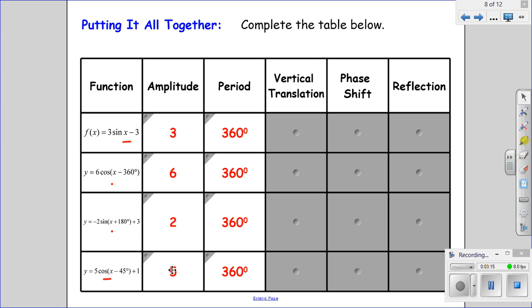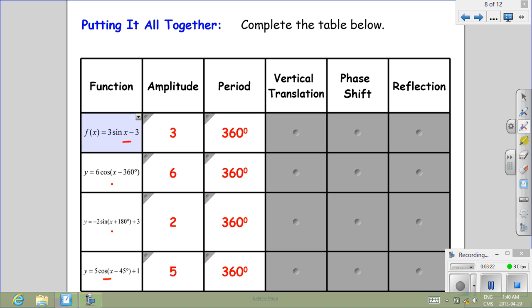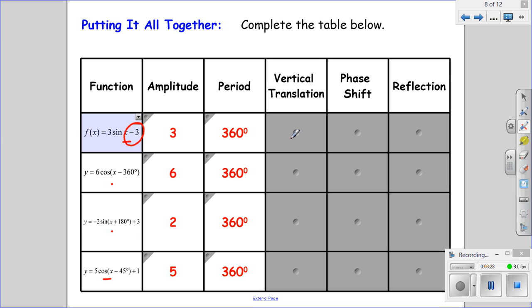Vertical translations, are we moving up and down? Sure we are. We have that lovely -3 right there. That's telling me to move down 3. There's nothing added to the next one after the brackets. And this one here, I see a +3 and a +1.